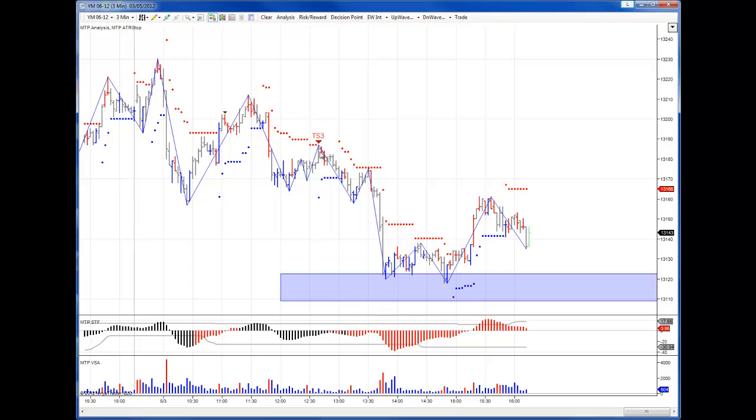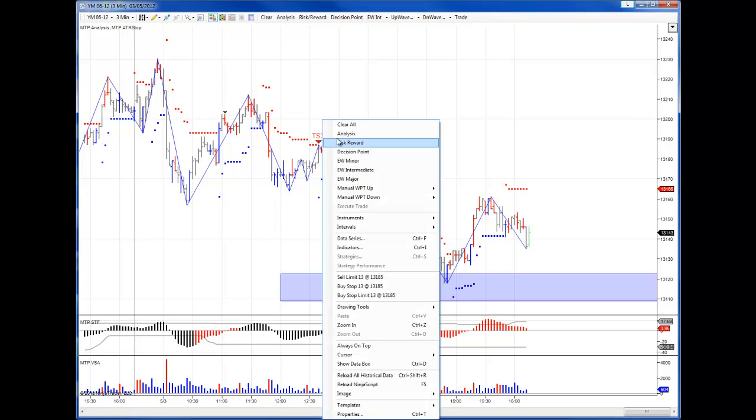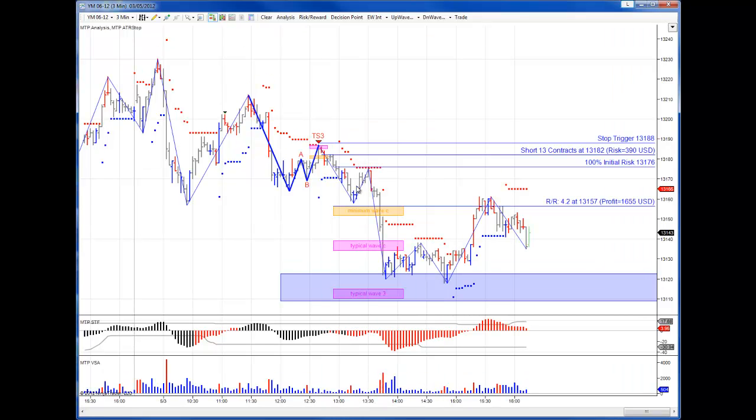So let's have a look at how this trade was unfolding. We put the analysis back on again. Market came down to our first target. We could say, well, actually I knew that this support zone was down here a little bit further, therefore I could choose to run the trade a little bit further.